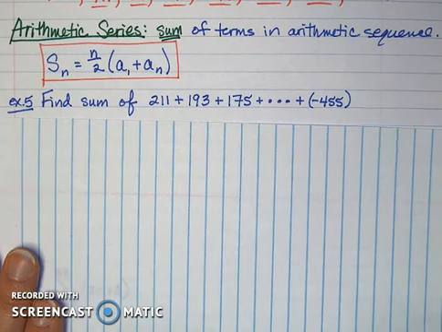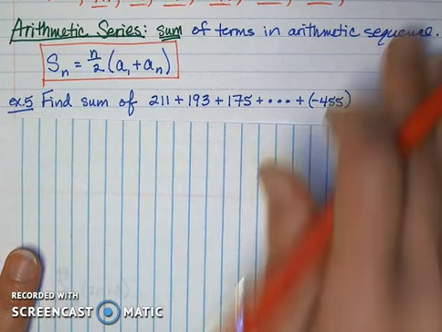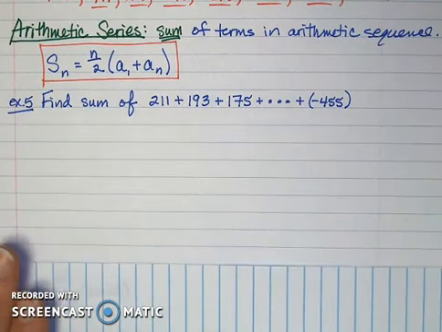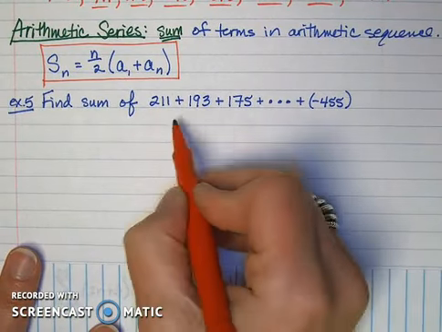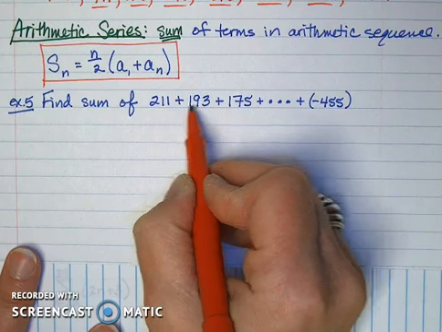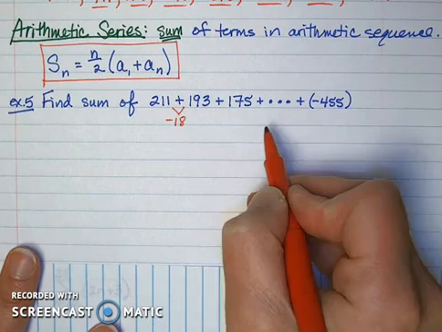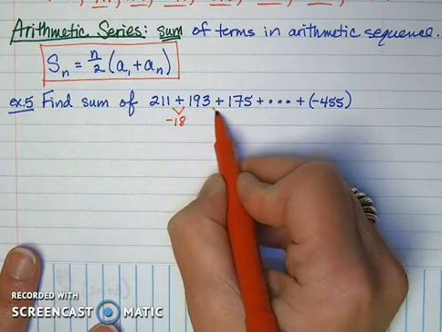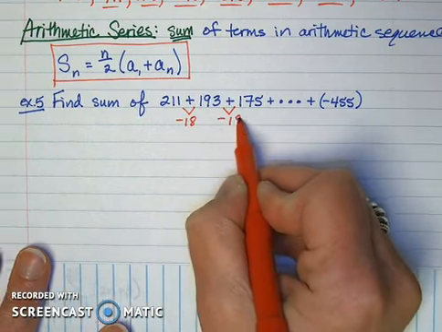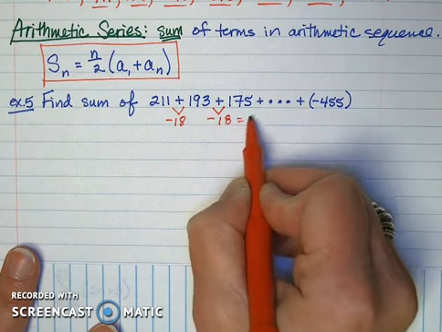If I take this series, I can figure out what d is, the difference between each term. You notice it's decreasing, so if I subtract here, I'm going to find that the difference is negative 18. And I'm going to find here that this difference is also negative 18. That's good that they're the same. So that's going to be my difference.